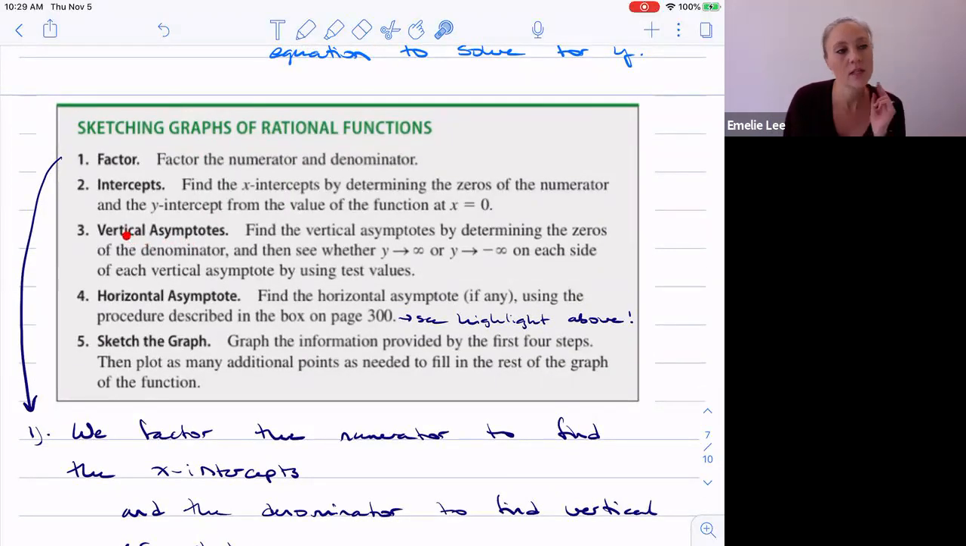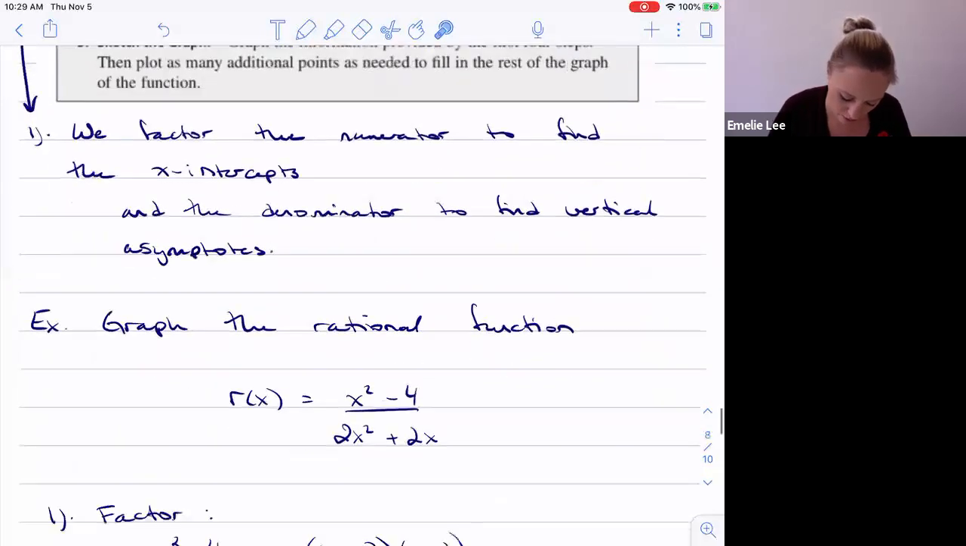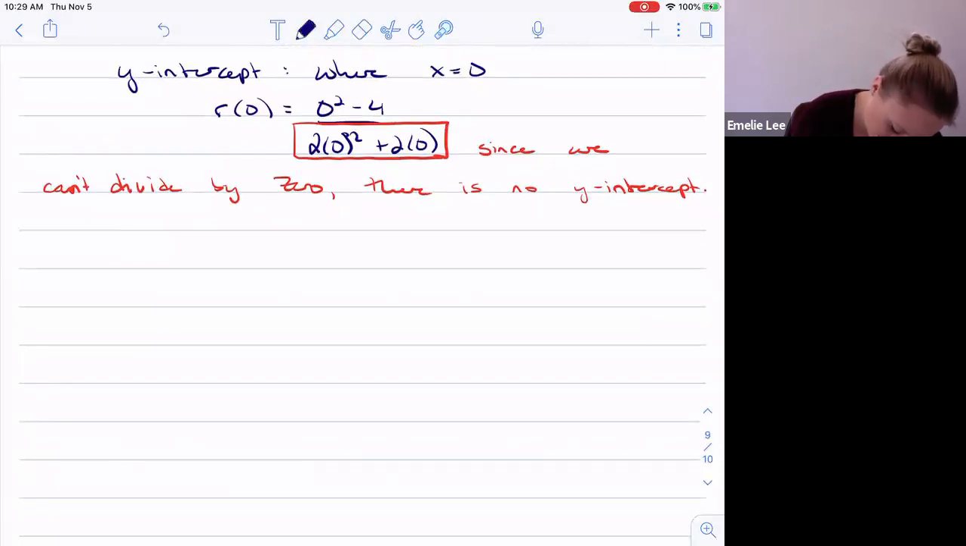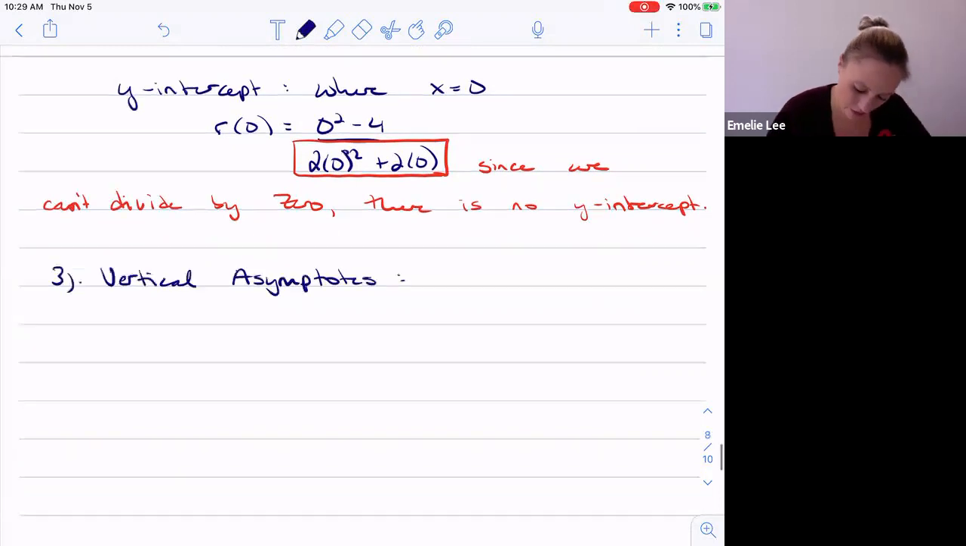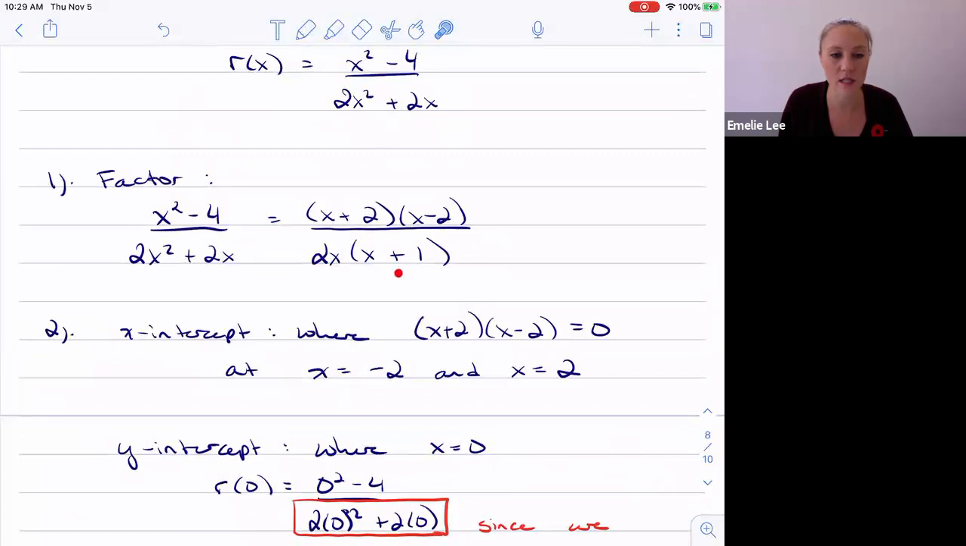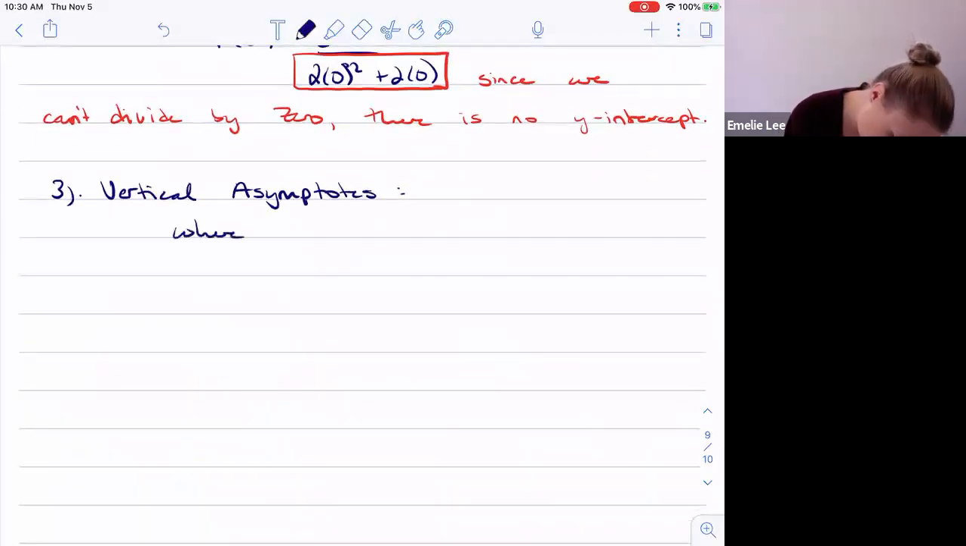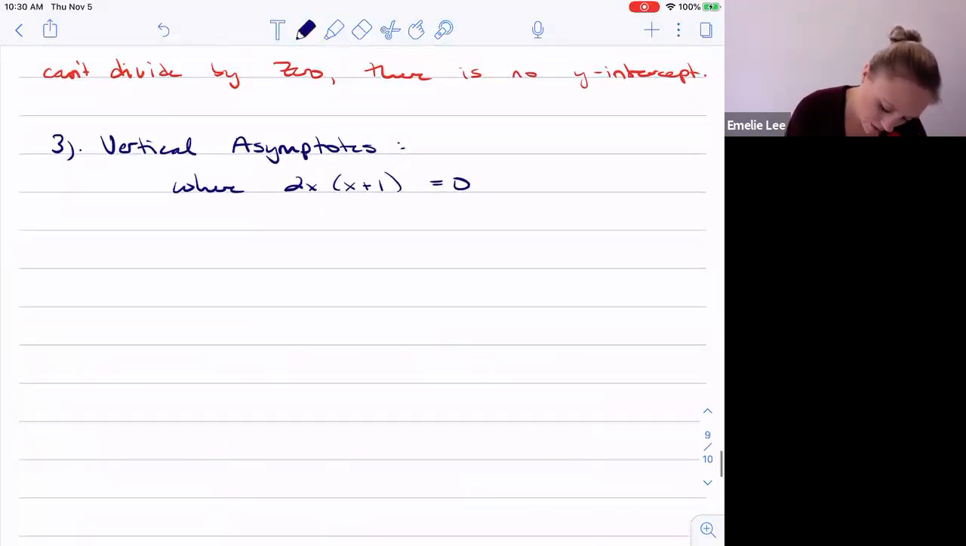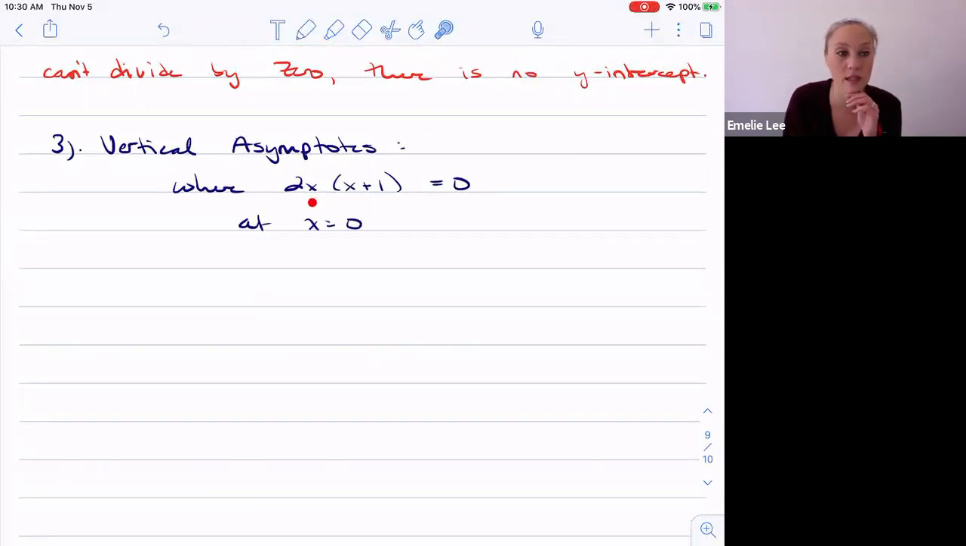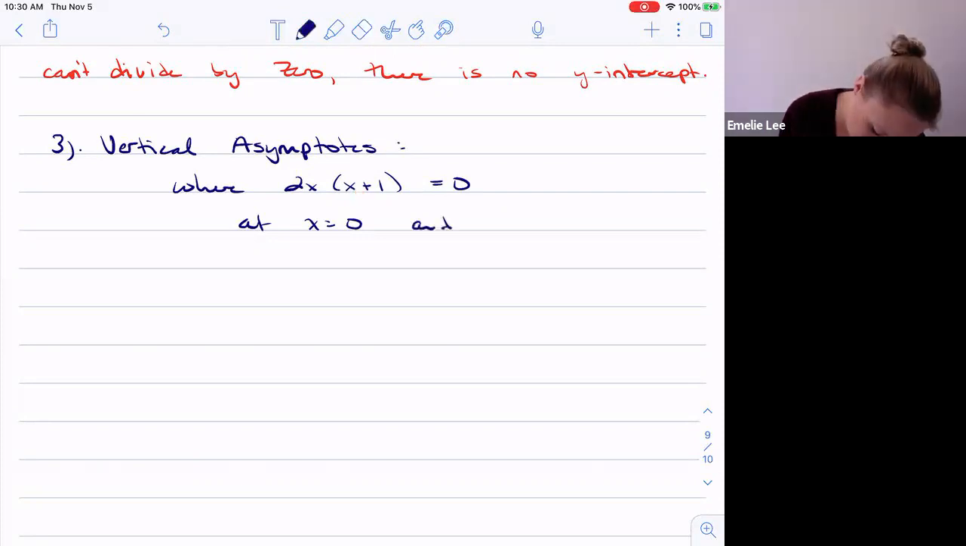For the vertical asymptotes, right, so now we're going to figure out how this thing behaves around the zeros of the denominator. So our vertical asymptotes, find the vertical asymptotes by determining the zeros of the denominator, right? So where does the denominator equal 0? And then see if y goes to positive infinity or negative infinity on each side of these things. So here, step 3, the vertical asymptotes is where 2x times x plus 1 equals 0. So that's at x equals 0, right? Which we already established, right? There's no y-intercept, so that's okay, because that's an asymptote. And at x equals -1.